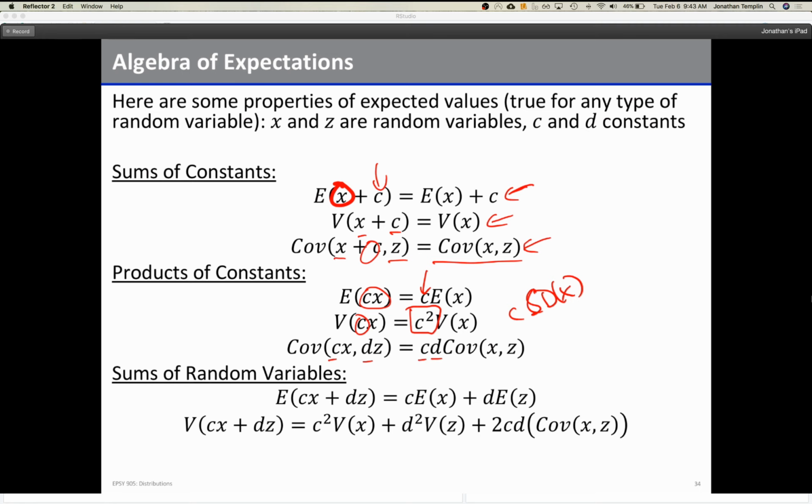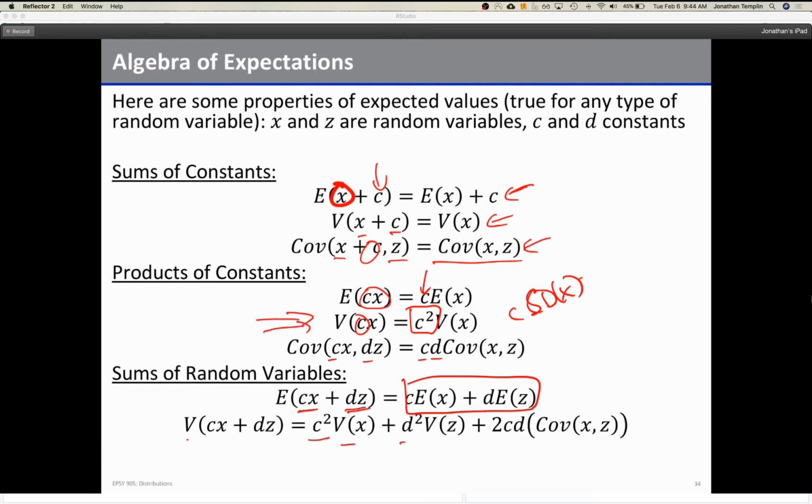And finally, when we put it all together, the sums of random variables, if we have cx plus dz, we see that it shifts both the means by c and d respectively. And here's the important part, why we have to use the GLHT function: if we had c times x plus d times z, the variance of this new random variable comes from c squared times the variance of x, that's this result right up here, plus d squared times the variance of z, which is right here.